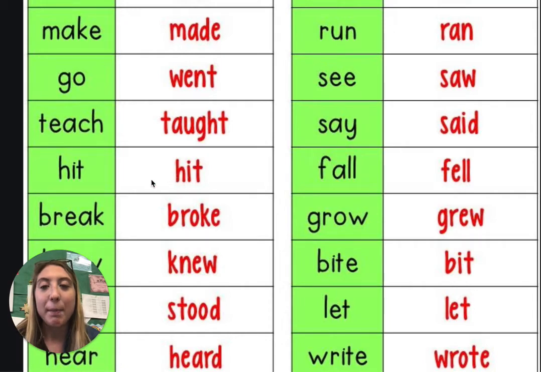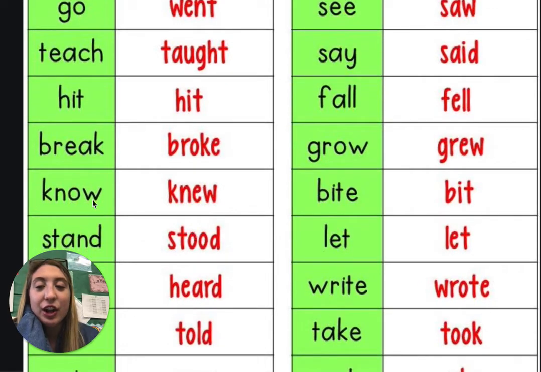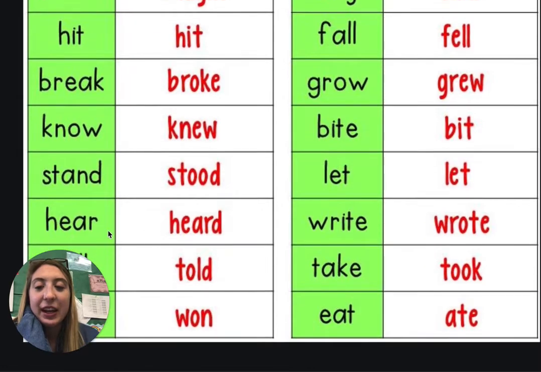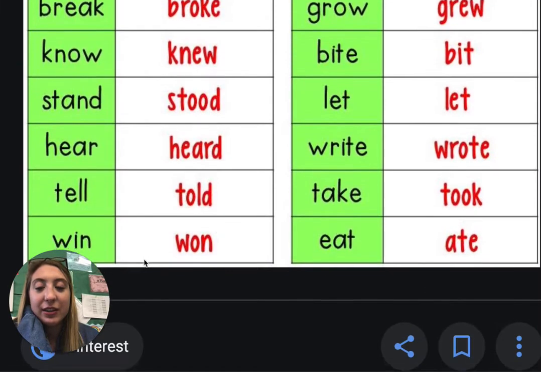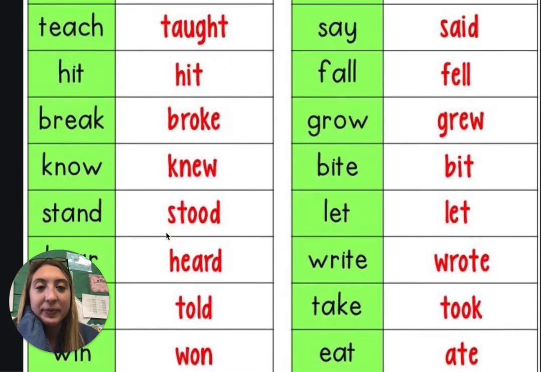So remember, make, we're changing one letter, but go's a new word. And teach, the only thing that's really the same is there's a T-A-H and a T-A-H, but they're not in the same order. So these, I would just suggest writing them down and we will practice them throughout this week and next week to make sure that we have mastered it. So break, broke is the past. Know, knew. Stand, stood. Hear, heard. Tell, told. And win, won.